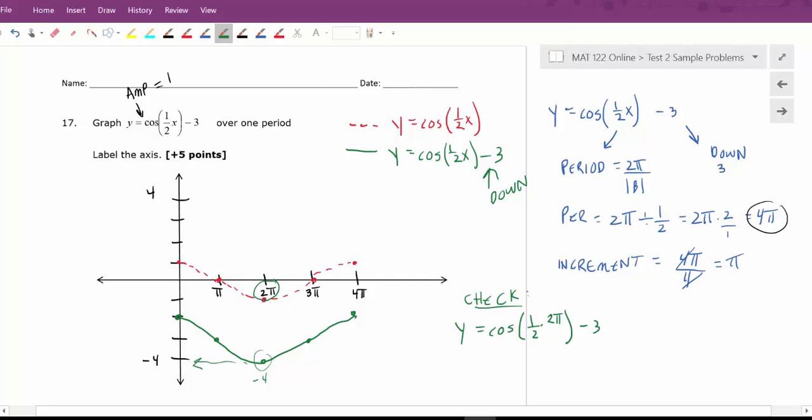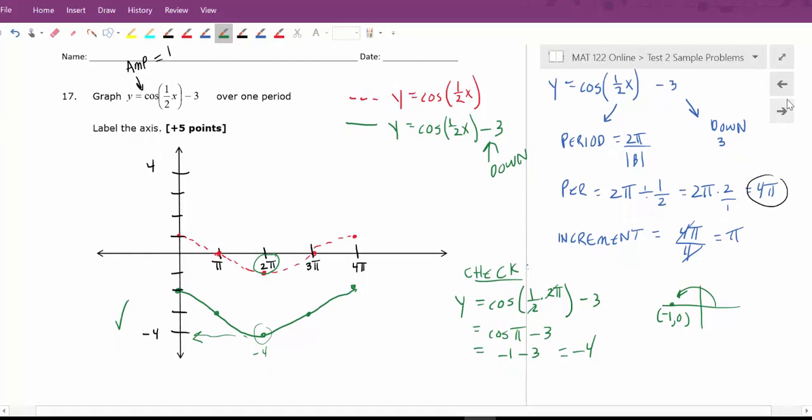So notice the 2's cross out. That's really why I chose that. So we'd have cosine of pi minus 3. Okay, well, the cosine of pi is the x value, so that's -1. So -1 minus 3 is -4. That checks. That's all you got to do. I mean, you can check all 5 points if you want to, but if you at least just check 1 point or 2 points, and you're pretty confident you've done it right. That's all there is to it.